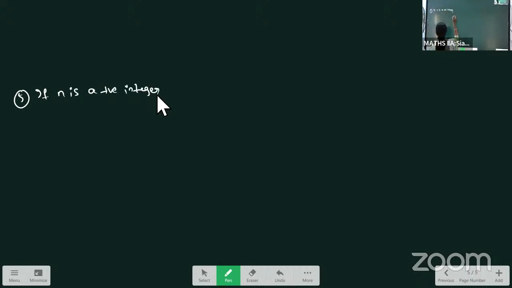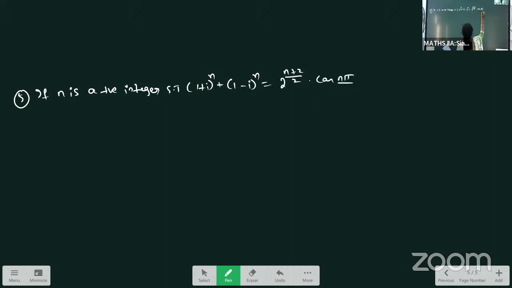If n is a positive integer, show that 1 plus i whole power n plus 1 minus i whole power n is equal to 2 to the power n plus 2 by 2 into cos n pi by 4.